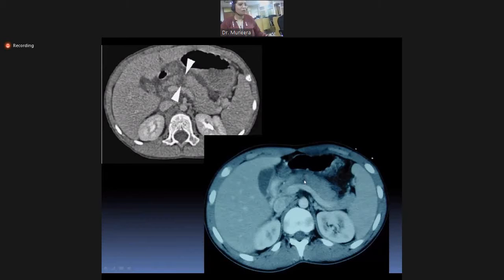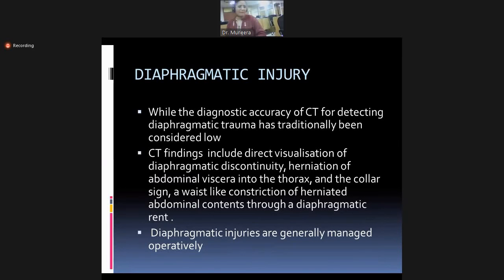Diaphragmatic injury. While the diagnostic accuracy of CT scan for detecting diaphragmatic trauma has traditionally been considered low, the CT findings include direct visualization of diaphragmatic discontinuity, herniation of abdominal viscera into the thorax, and the collar sign, a waist-like constriction of herniated abdominal contents through the diaphragmatic rent, which are indicators of diaphragmatic injury. Diaphragmatic injuries are generally managed operatively because there is no conservative management of diaphragmatic tears. Small tears can still be missed. Only big tears lead to herniation of contents into the thoracic area, right?